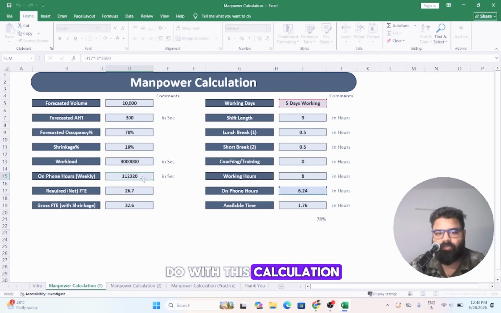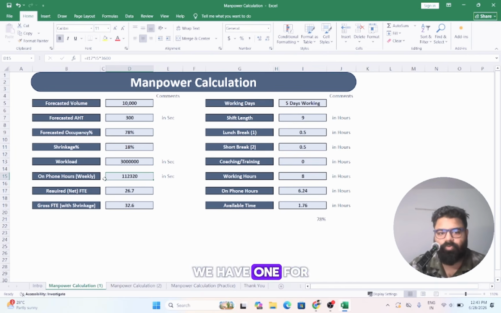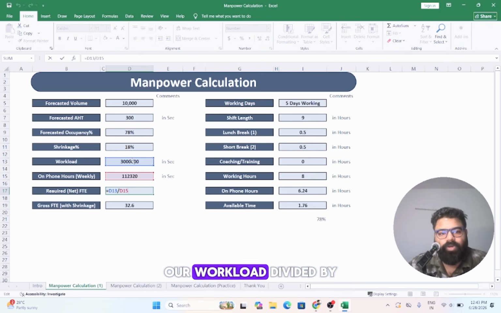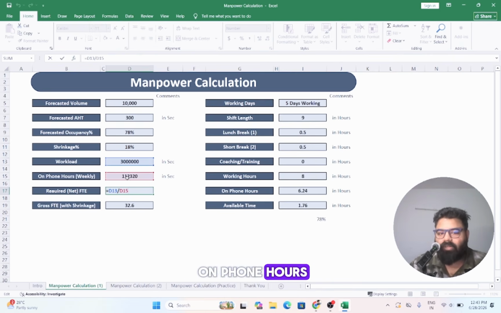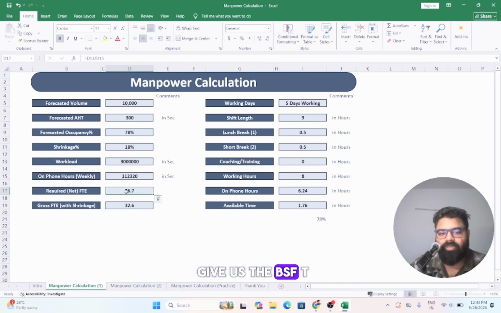So once we do this calculation, we have the on phone hours available here. Now the next move is to calculate how many required FTs, I mean base FTs, we would need. For that calculation, our workload is divided by the on phone hours, which we calculated here. So workload divided by on phone hours will give us the base FT. So to handle this amount of workload, how many FTs would we need? We would need approximately 27 FTEs if we round it up.